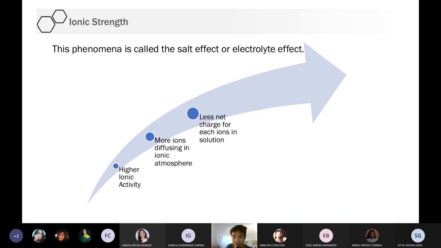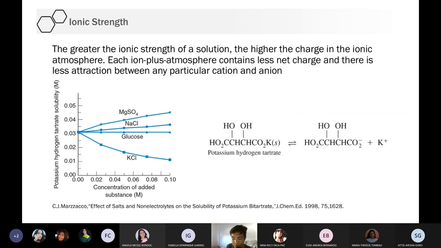So since they are weaker, they will not recombine. So there will be less attraction. As a result, less precipitate will form. That means the solution will be more soluble. Okay? So its solubility will increase. And that is observed, no?